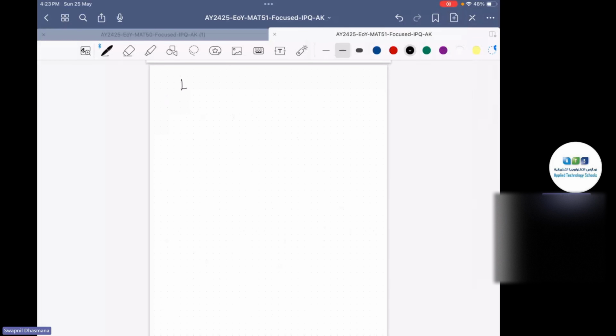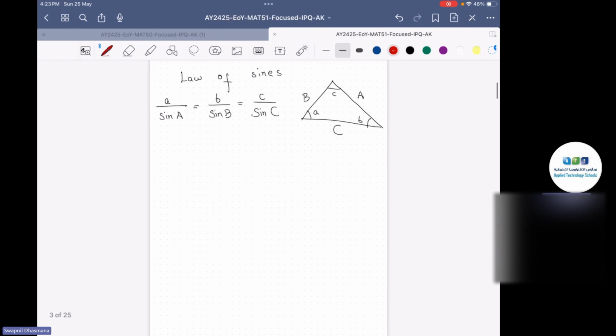Now see, when we are talking about the law of sines, it applies to a non-90 triangle as well. So for any triangle, if this angle is A, this side is a, this is B and side b, and C and side c. So all you have to do is a divided by sine A, b divided by sine B. You will use any two of them at once. You will not use all three of them. So this is the law of sines.